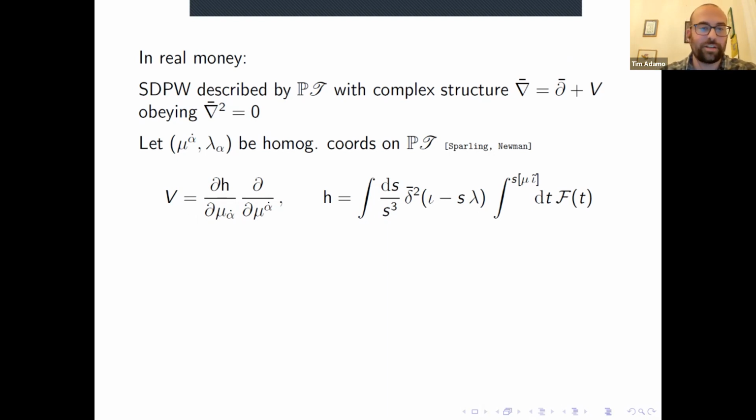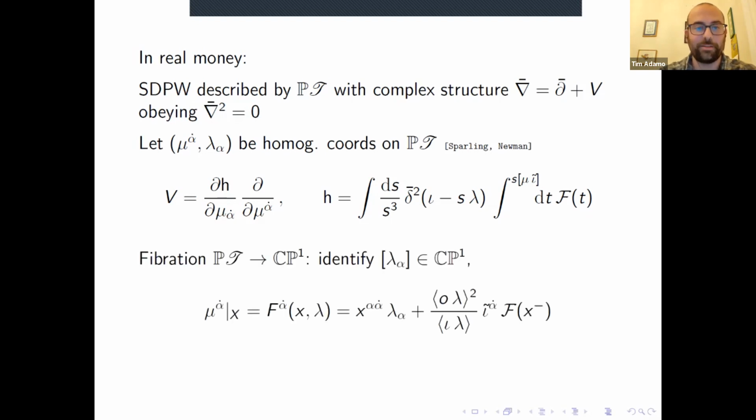And if we work in homogeneous coordinates on this twistor space, for a self-dual plane wave, we can be very explicit about what this complex structure is. We can write V explicitly as some representative that's constructed from the wave profile of the plane wave. So if what you're seeing here doesn't mean anything to you, that's fine. The takeaway is just that we know exactly how to construct the twistor space for these self-dual plane wave spacetimes, and the complex structure is very simple. That's the takeaway.